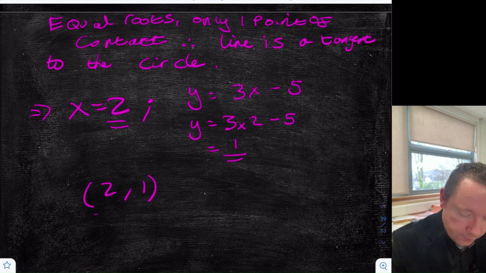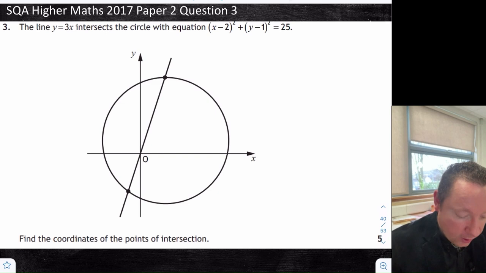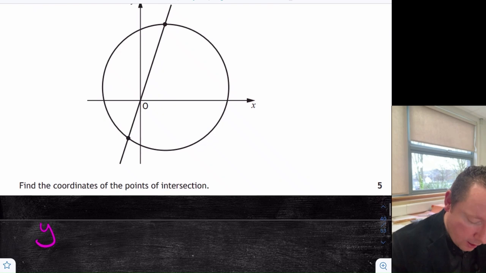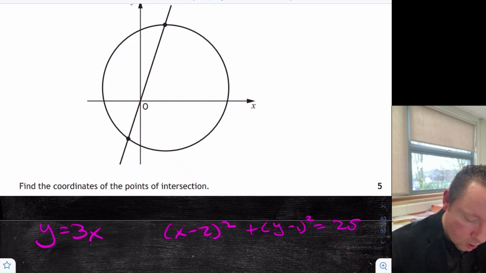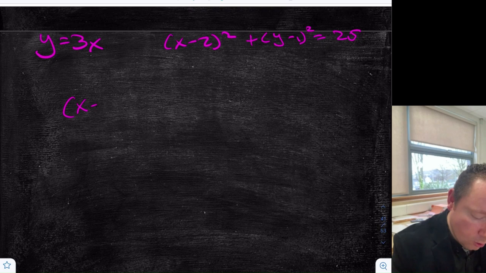The intersection of lines and circles again. The line y equals 3x intersects the circle with equation (x - 2) squared plus (y - 1) squared equals 25. Find the coordinates of the points of intersection. So if they intersect, it means we're solving them simultaneously to see these points. So y equals 3x is our first equation. And when we write down our circle equation, (x - 2) squared plus (y - 1) squared equals 25. So to solve these simultaneously, we use substitution. We know that y is 3x, so we'll replace the y with 3x in this equation. So we've got (x - 2) squared plus (3x - 1) squared equals 25.